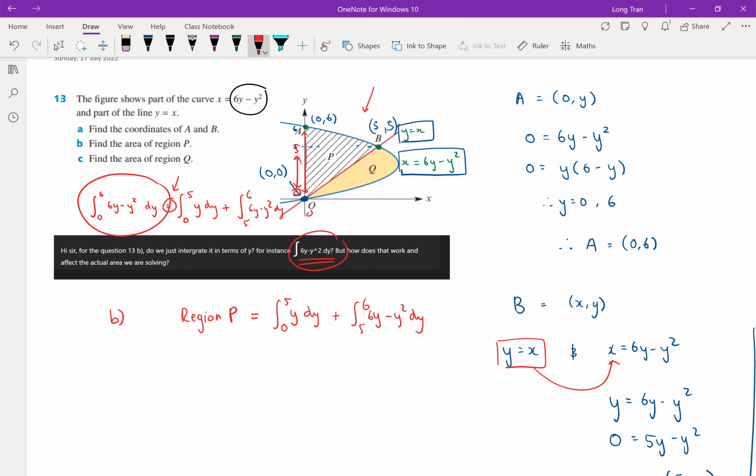In this case, this is much easier to solve because we know how to integrate y. Integrating y would then be half y squared from 0 to 5.